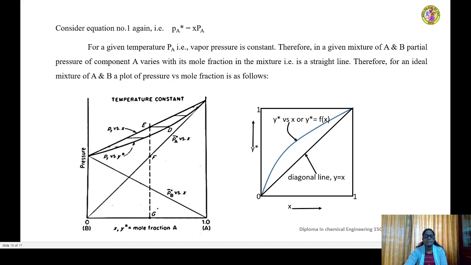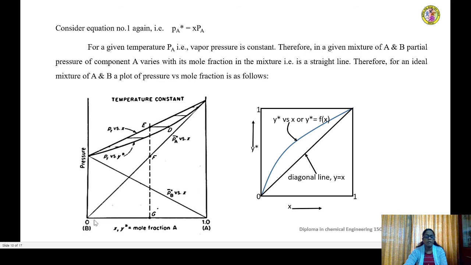So for an ideal mixture of A and B, the plot of the pressure versus mole fraction, which is nothing but the constant temperature VLE plot, will be like this. You can see that the P versus X and P versus Y star curves are smoothly extending curves between the vapor pressure of B and the vapor pressure of A, as shown by the diagram. The upper curve is the P versus X curve. The lower curve is the P versus Y star curve. These are the horizontal tie lines between the two curves.